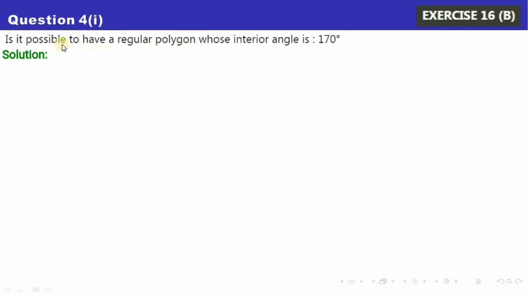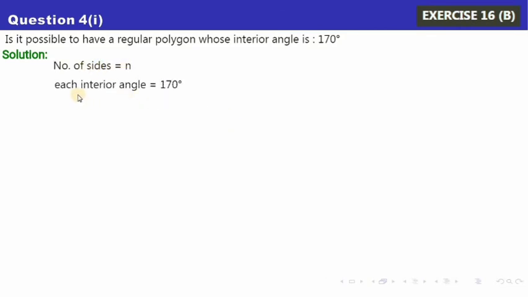Again, it's a similar kind of question. The question says, is it possible to have a regular polygon whose interior angle is 170 degree? We have already seen this kind of question in exercise 16a. What we need to do here is find the number of sides, n. If it turns out to be a whole number, then it is possible, but if the value of n turns out to be a fraction, then such a polygon is not possible. So let me take the number of sides to be n here.